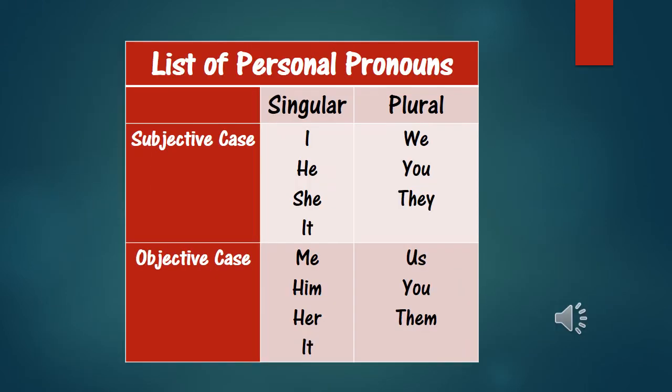I am trying to show the difference between singular and plural pronouns with the help of this slide. In subjective case, I, he, she and it are the singular pronouns while we, you, they are plural pronouns. And in objective case, me, him, her and it are singular while us, you, and them are plural pronouns.